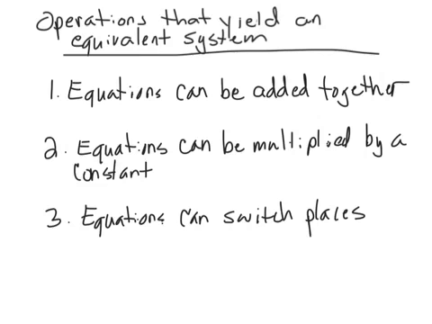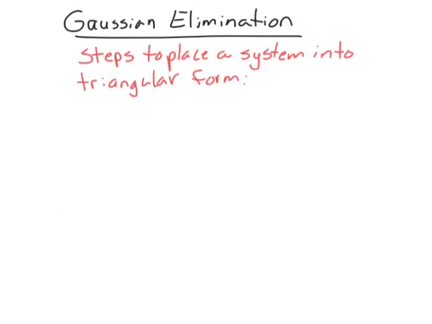So we're going to work through an example, and to get it in triangular form, we're going to use what's called Gaussian elimination. That's another set of steps that we're going to write down first, and then I'm going to model with an example. All right, so we're going to write these steps down first. These are the steps to place a system into triangular form. The first step is we're going to get rid of the x term from the second equation.